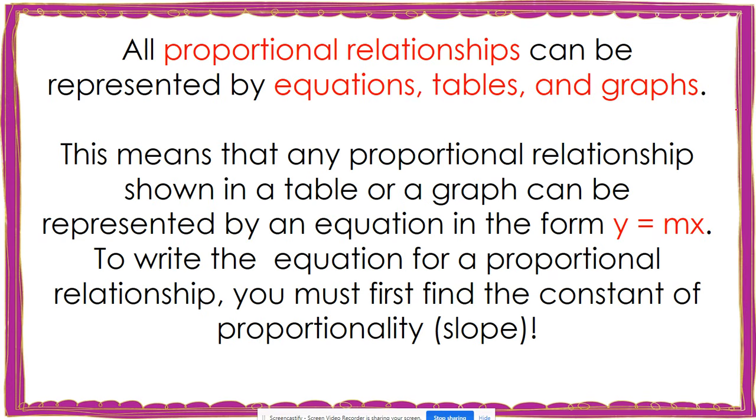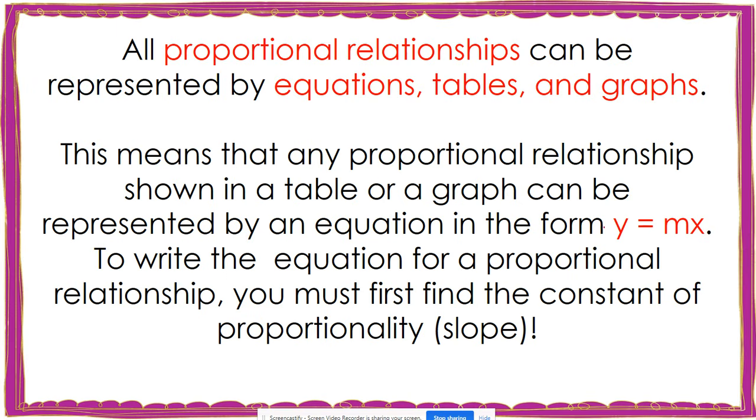All proportional relationships can be represented by an equation, a table, and a graph. This means that any proportional relationship that is shown in a table or a graph can be represented by an equation that's in the form y equals mx. To write the equation for a proportional relationship, the first thing we need to do is find the constant of proportionality, also called the slope.